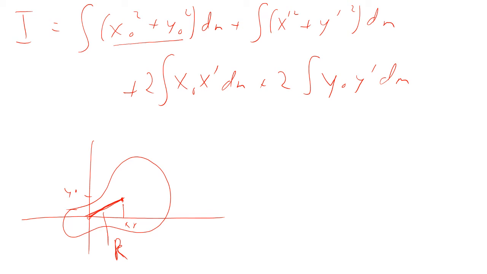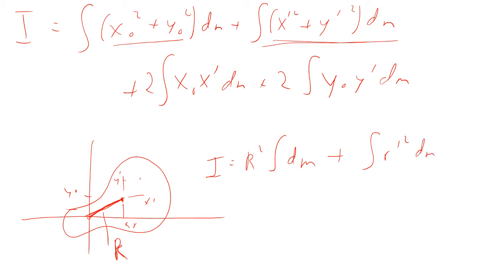Okay, so that would mean that our I is just going to be equal to, and that's a constant. As this thing rotates, that R is a constant value, so it comes out of the integral. So we just have R squared integral dm. Okay, now what's the other integral? Well, x prime and y prime. So the second integral over here is the integral of r prime squared dm.